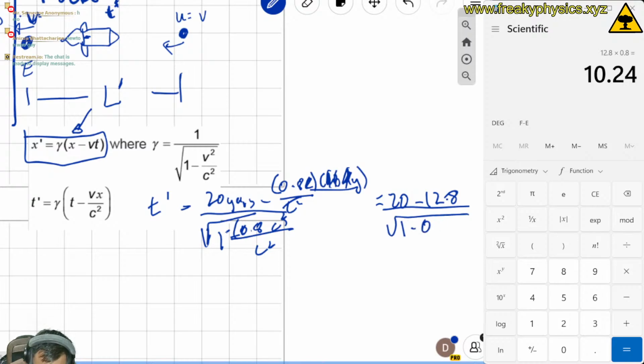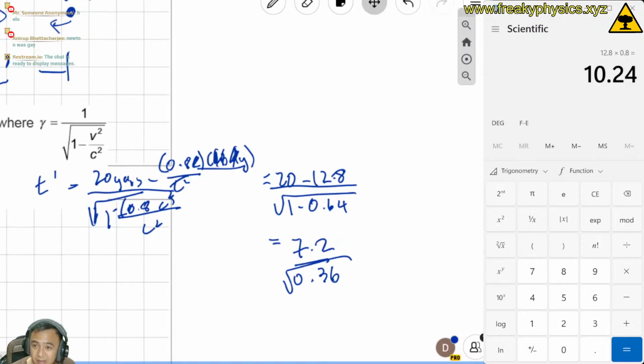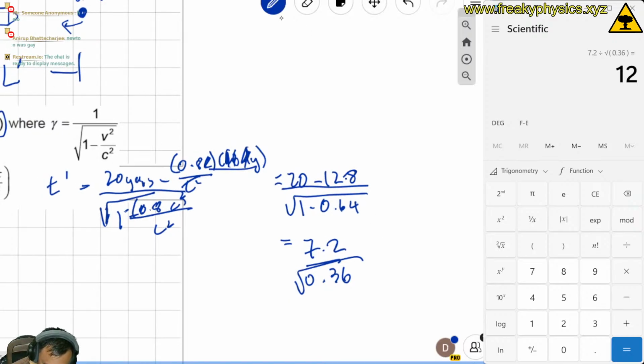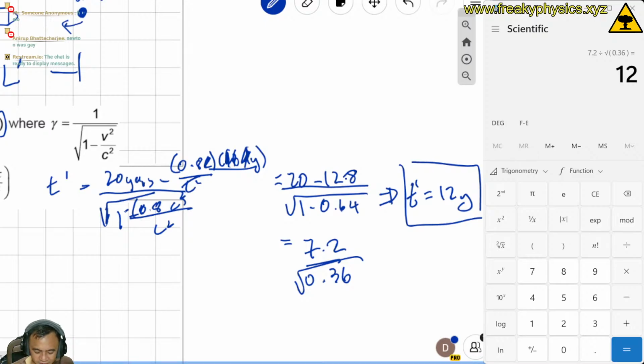Then we do the gamma. 1 minus 0.64 is going to give us 7.2 divided by the square root of 0.36. We just put that in the calculator. The square root of 0.36 is 0.6, so that gives us 12. So this gives us 12 years. The rocket, according to its reference frame, T prime is equal to 12 years. It's going to travel 12 years according to its reference frame.